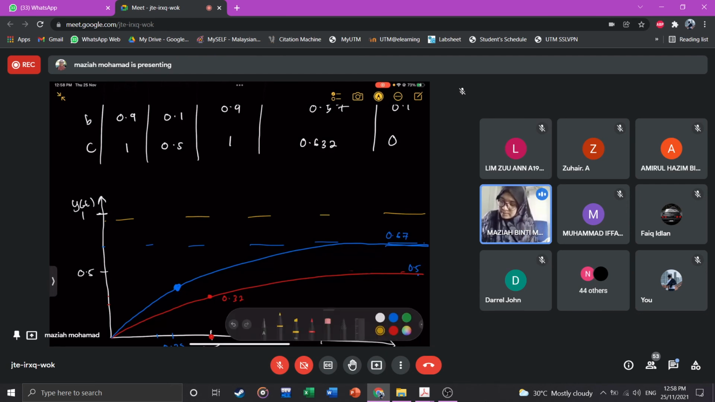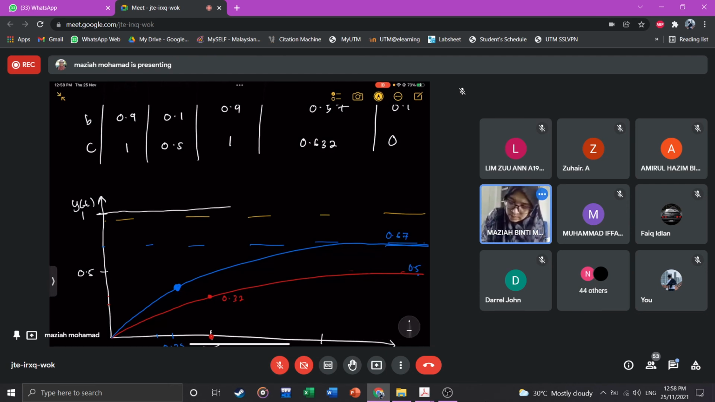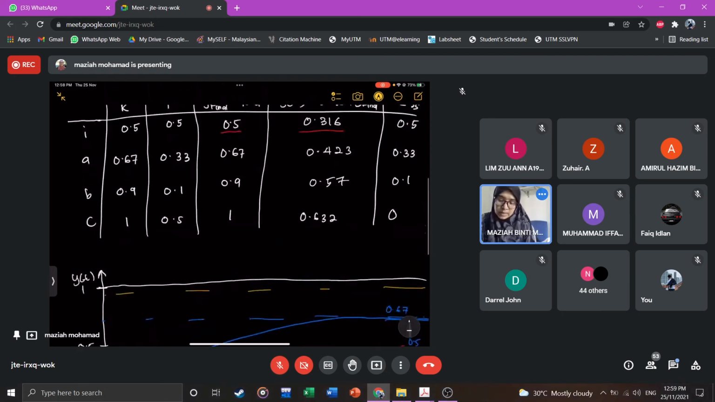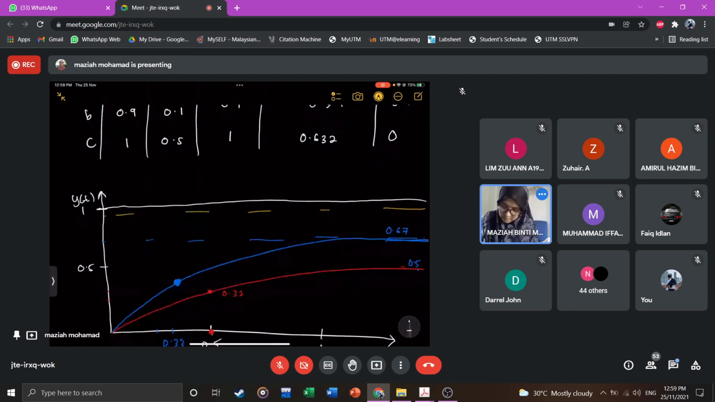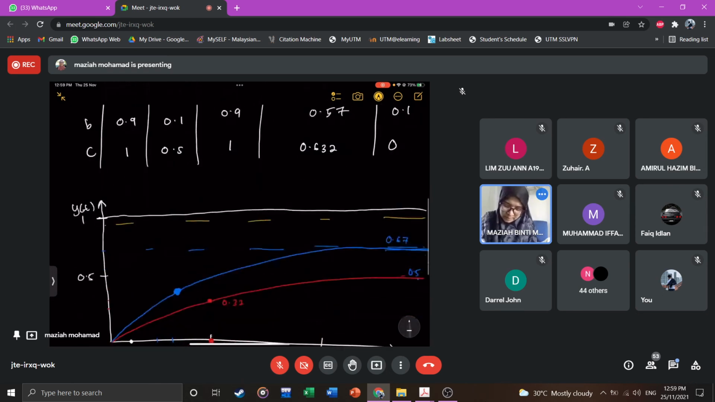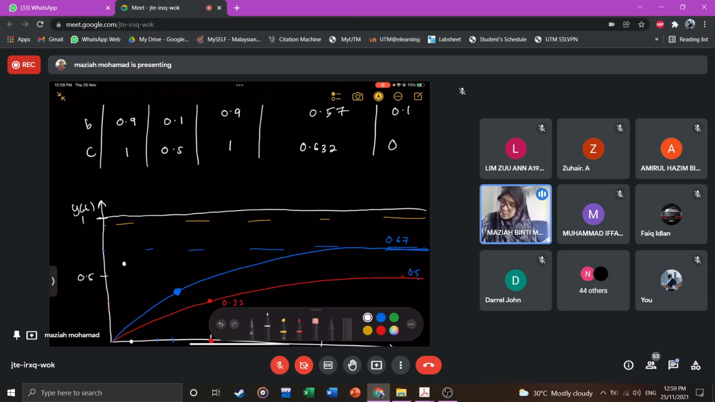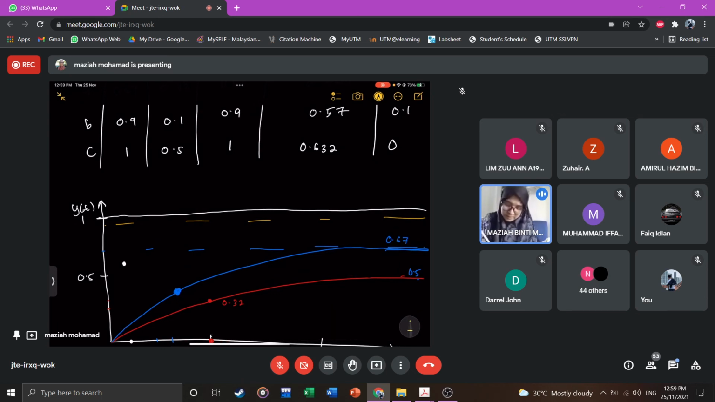Right, 0.9. Should draw the line for 1 here. And then it should reach 0. The time constant is 0.1. Okay, 0.1, 0.25, 0.1 here. And it should reach 0.57. Yeah, more or less. Right. So if we plot the response, we should get this kind of response.